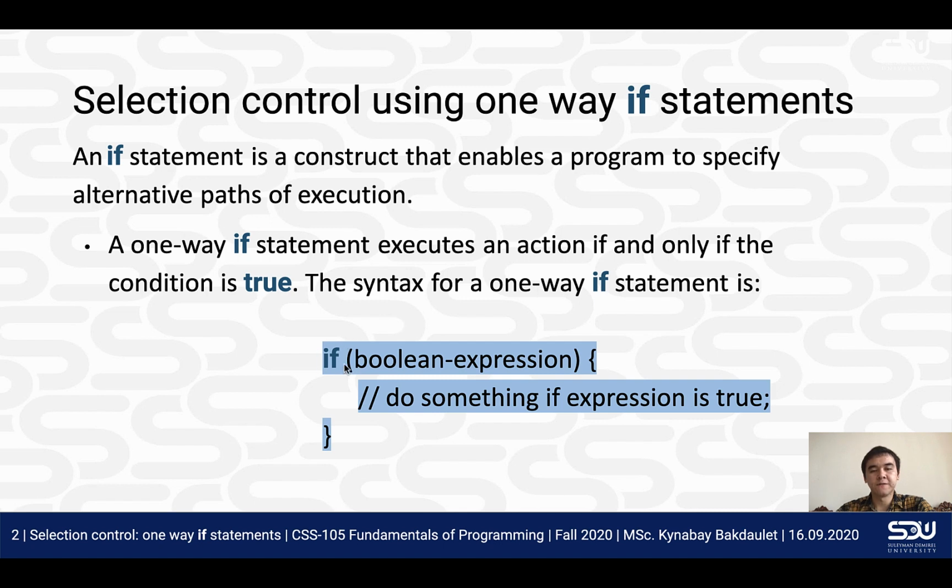First, we write if. In the brackets, we will write the Boolean expression or Boolean value. Then we open the curly braces, the block of code. There will be written one or more statements. And if this Boolean expression is true, the program will execute these statements. But if this Boolean expression is false, the program will just skip this block of code.